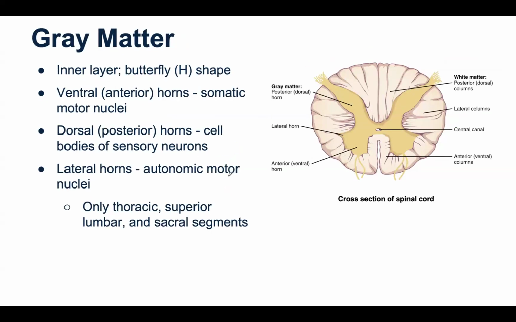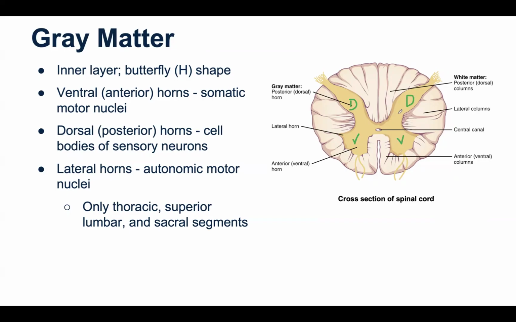The gray matter is more internally located, again unlike the brain where the gray matter is more externally located. The gray matter is organized in what many refer to as a butterfly or H shape. We discussed the gray matter back in block 2, but as a review, you have the anterior or ventral horns, and these are entirely somatic motor. So that's where these cell bodies are hanging out. So here are the ventral horns. The dorsal or posterior horns are composed of cell bodies of sensory neurons.